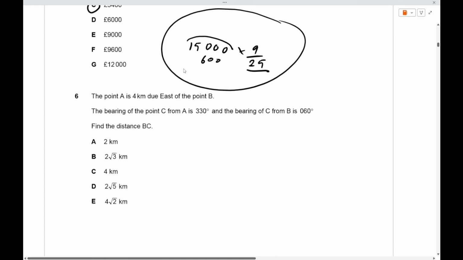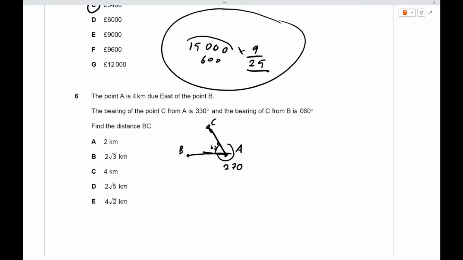The next question. This I personally would draw out. It takes a bit of time, but you have to do it sometimes. That A is east of B. So that's A, and that's B. Then you know that the bearing of C from A is 330. So you know that this angle right here is 270, right? So that means this is going to be 60. That's going to be 60. And C is going to be somewhere here.